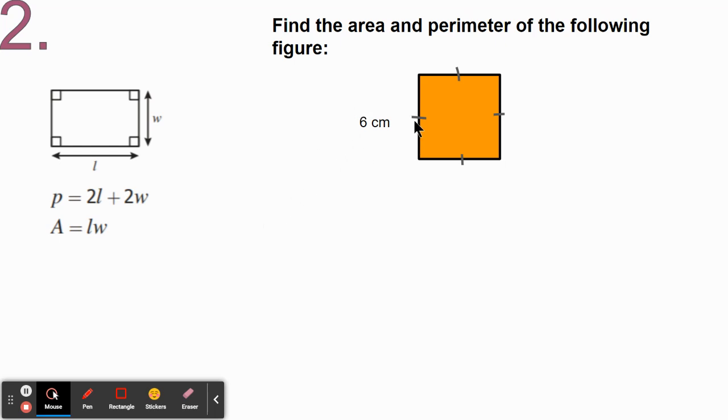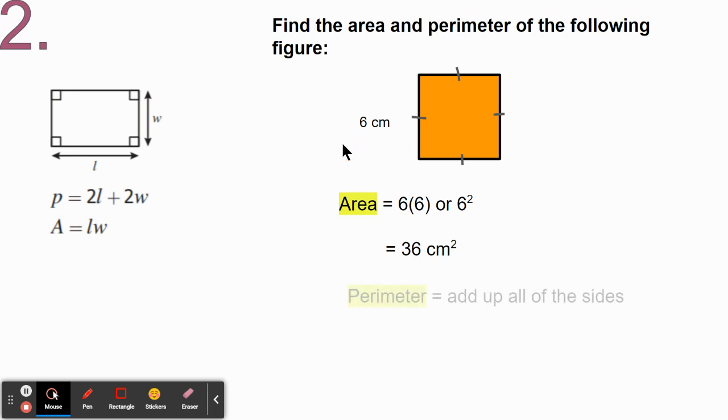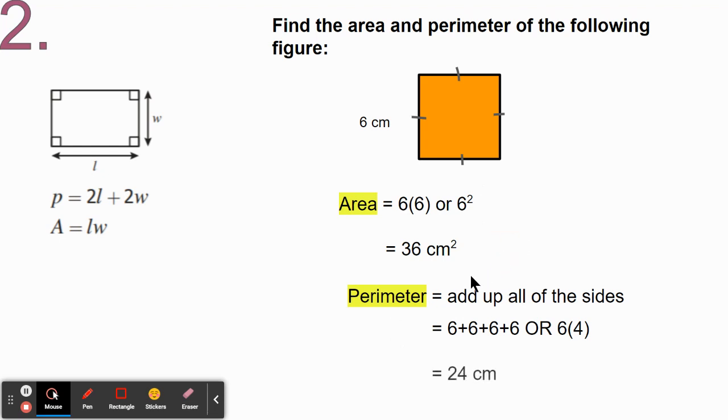Just a quick heads up, these little lines here mean that all of the sides are congruent. So if this is 6 centimeters, that means all of them are 6 centimeters. So try this one on your own. All right, so the area is 6 times 6, or 6 squared, because it's a square, which is 36 centimeters squared. The perimeter, or the distance around, we're going to add up all the sides, is 6 plus 6 plus 6 plus 6, or 6 times 4, because they're all equal, which is 24 centimeters.